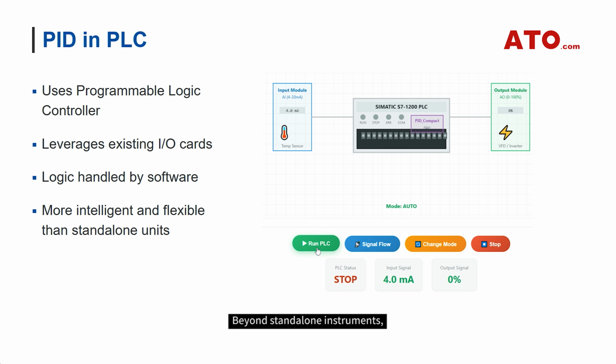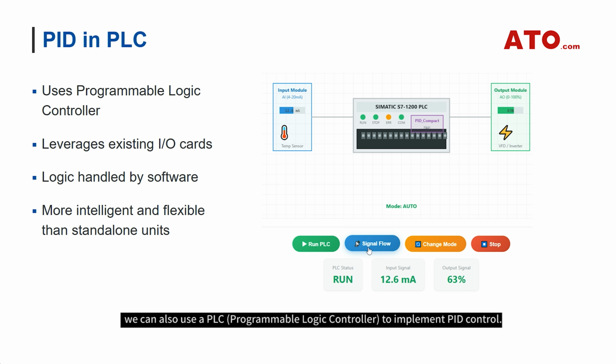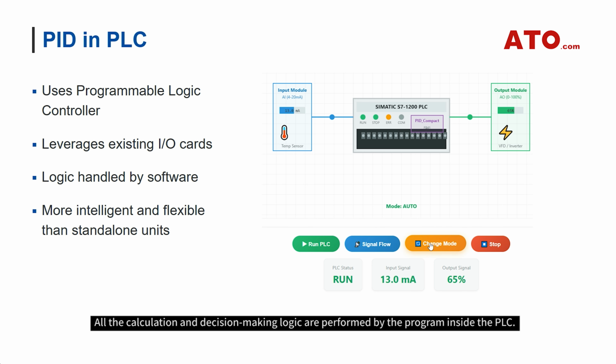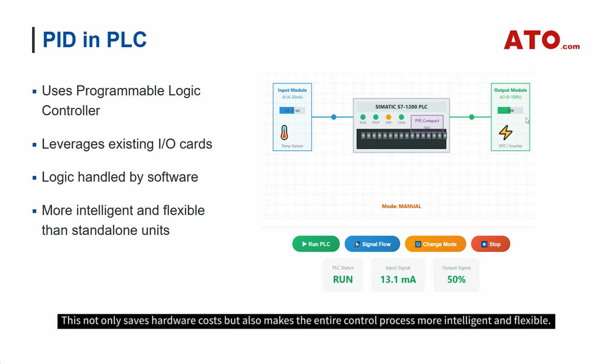Beyond standalone instruments, we can also use a PLC, programmable logic controller, to implement PID control. In this scenario, we use the PLC's existing input cards to read sensor data and its output cards to control the equipment. All the calculation and decision-making logic are performed by the program inside the PLC. This not only saves hardware costs, but also makes the entire control process more intelligent and flexible.